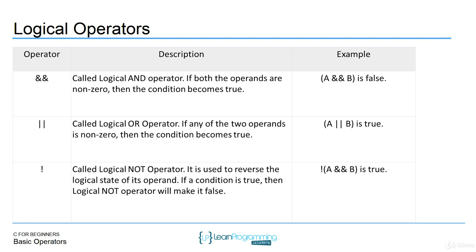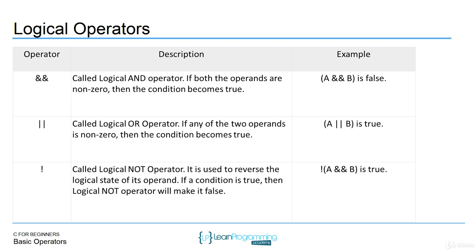And then the parallel bars are the logical OR operator. Again, this should be similar to your math class, so I don't want to spend too much time on it. But if either of the two operands is non-zero, if either one is true, then it's true. So if A is true and B is false, it's true. Remember, these are expressions that return values. So the return would be true.